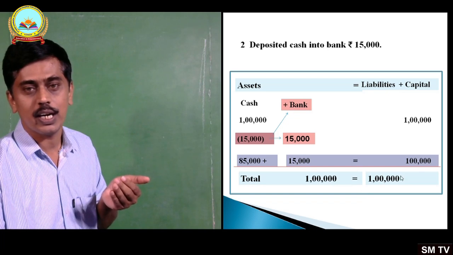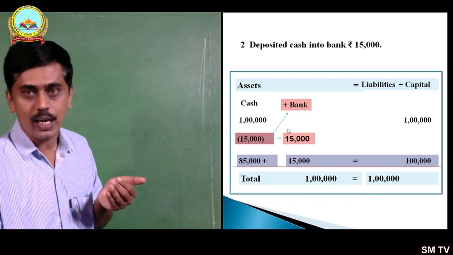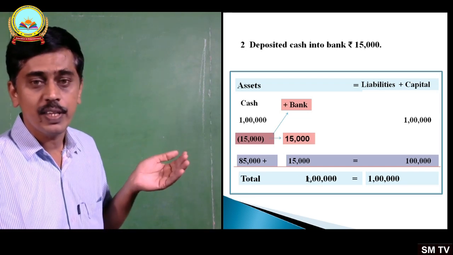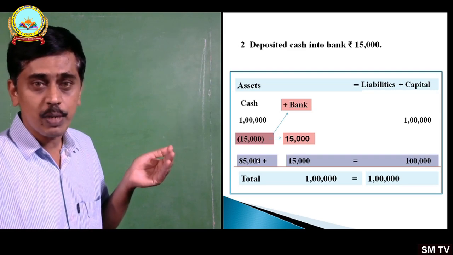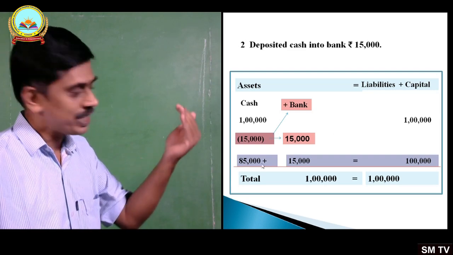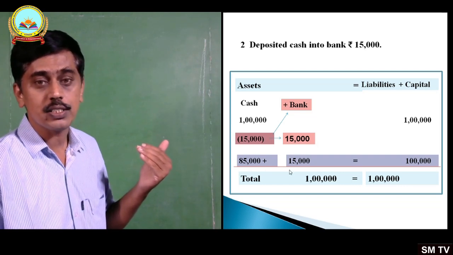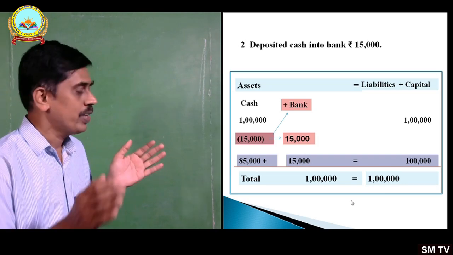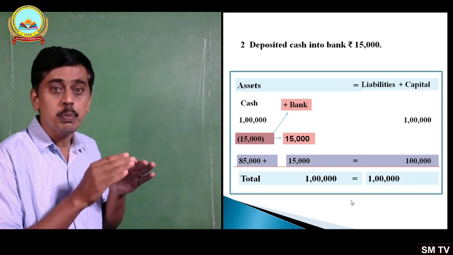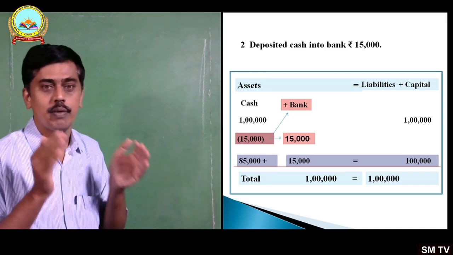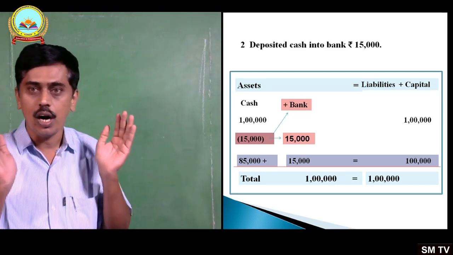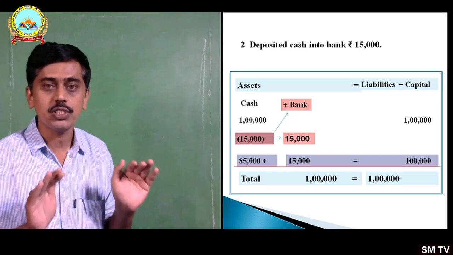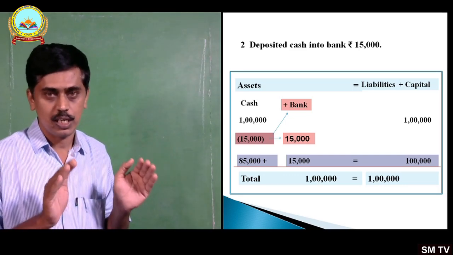Capital rupees 1 lakh. At the start, cash 1 lakh, capital 1 lakh. At the end, after the happening of this event, the cash balance is 85,000, reduced by 15,000. But one asset decreases, and at the same time another asset increases. So total assets 1 lakh, total liabilities 1 lakh. This is how the accounting equation is proved. At any point of time, the assets of the business are always equal to liabilities plus capital. Remember this.